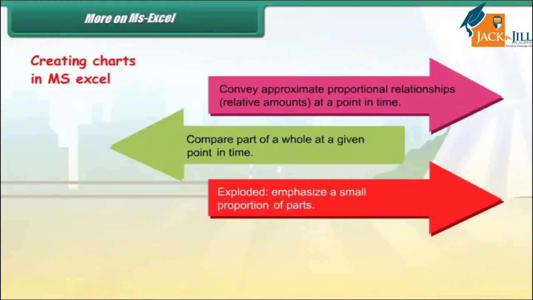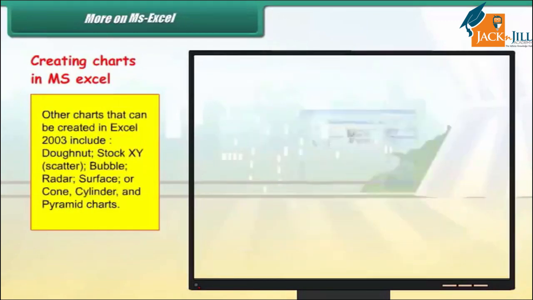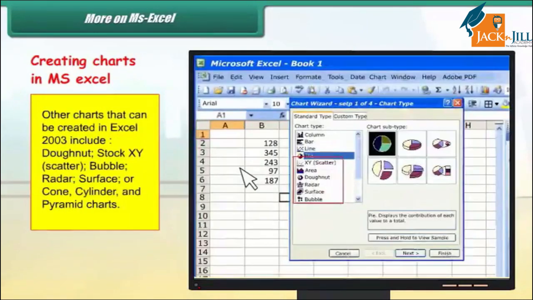For example, if we want to analyze the percentage of expenses for introducing a new product, then we can make it out with the help of a pie chart as shown below. Other charts that can be created in Excel 2003 include donut, stock, XY or scatter, bubble, radar, surface or cone, cylinder and pyramid charts.